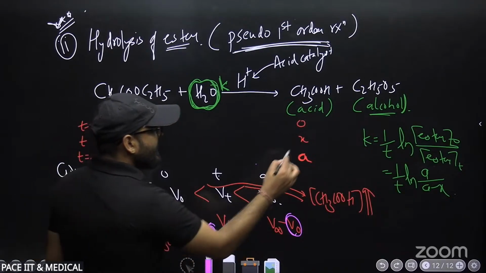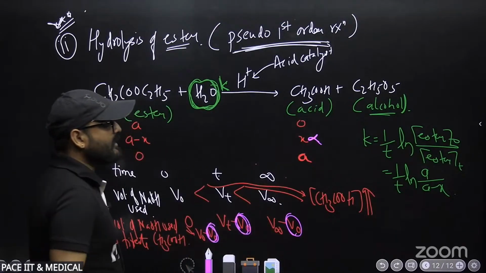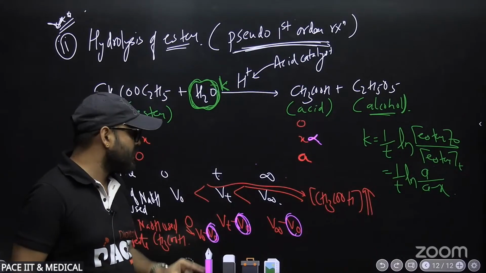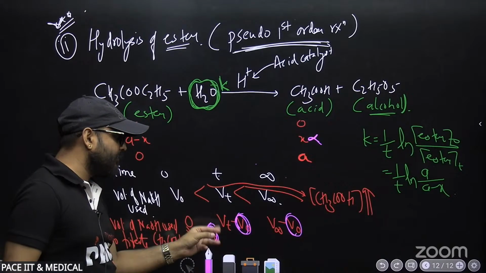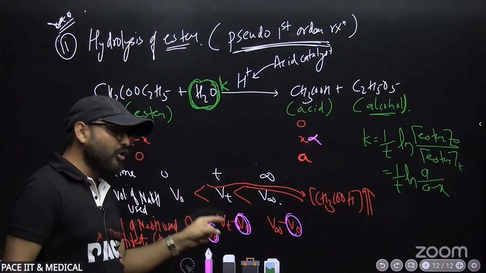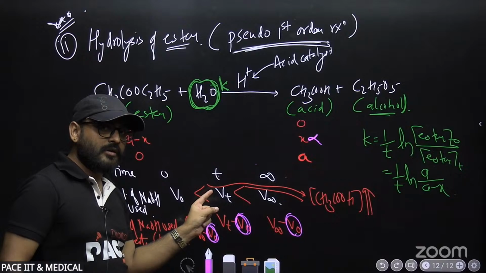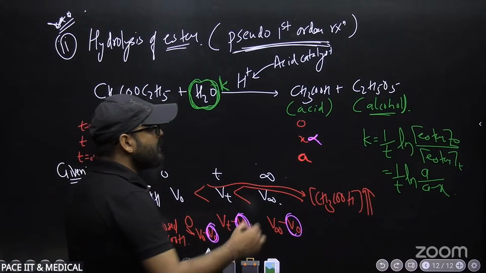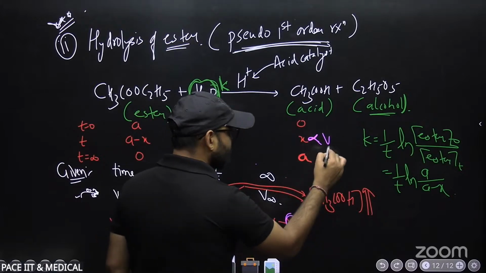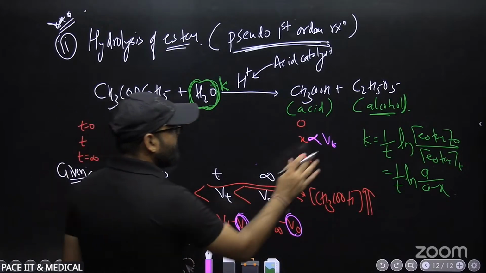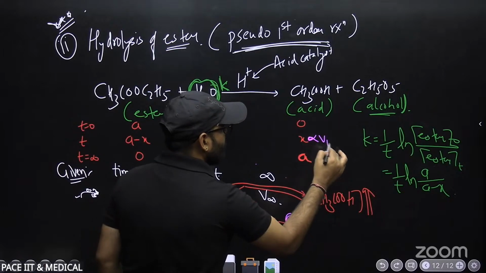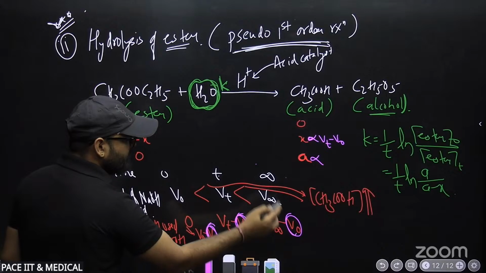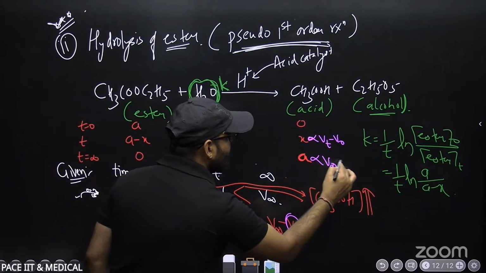Now this X is directly proportional to the volume of NaOH used to titrate CH3COOH. So this will be directly proportional to Vt minus V naught. Vt is the total volume of NaOH. But for CH3COOH, what volume is used? Vt minus V naught. People make this kind of silly mistake. They write just Vt, not Vt minus V naught. And A is directly proportional to, not V infinite, but V infinite minus V naught.